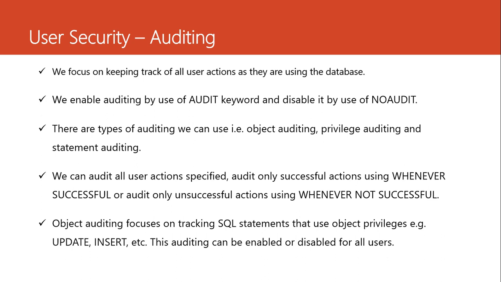We have object auditing. With object auditing, it keeps track of the use of object privileges. You remember object privileges we have just looked at in the previous section. Object privileges like update, insert, delete, etc. So we can decide to audit for object privileges whenever they are used, whether successful or unsuccessful.